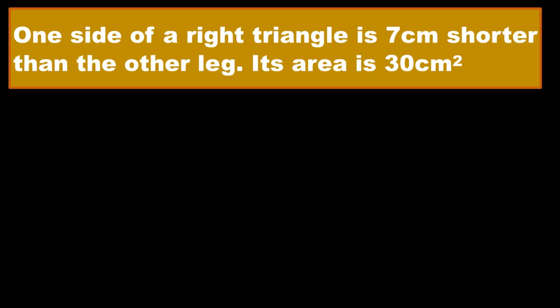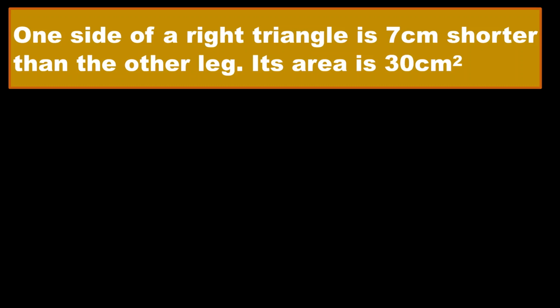Alright, so let's have some examples or applications of quadratic functions. Okay, so let's try to solve some word problems involving quadratic functions. So let's have the first one here. One side of a right triangle is 7 centimeters shorter than the other leg. Its area is 30 centimeters.